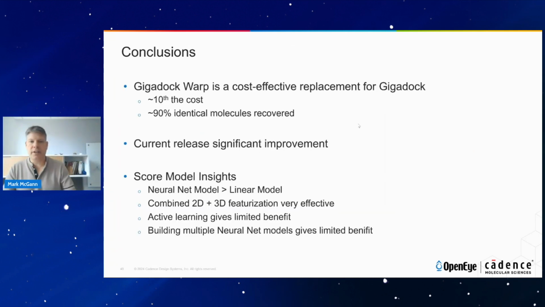So in conclusion, Gigadock Warp is a cost-effective replacement to Gigadock, and the current release that we just released in March is a huge improvement over the previous releases. And I just went over a bunch of insights into the model itself. I'd be happy to answer any questions about that more, but that's the end of my talk.